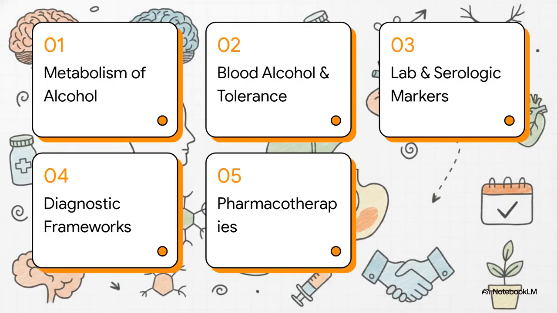Okay, let's look at our roadmap for today. We'll be covering Section 1, the metabolism of alcohol, Section 2, blood alcohol levels and tolerance, Section 3, laboratory and serologic biomarkers, Section 4, diagnostic frameworks, and finally, Section 5, pharmacotherapeutic management. We've got a lot of fascinating ground to cover, so let's jump right in.